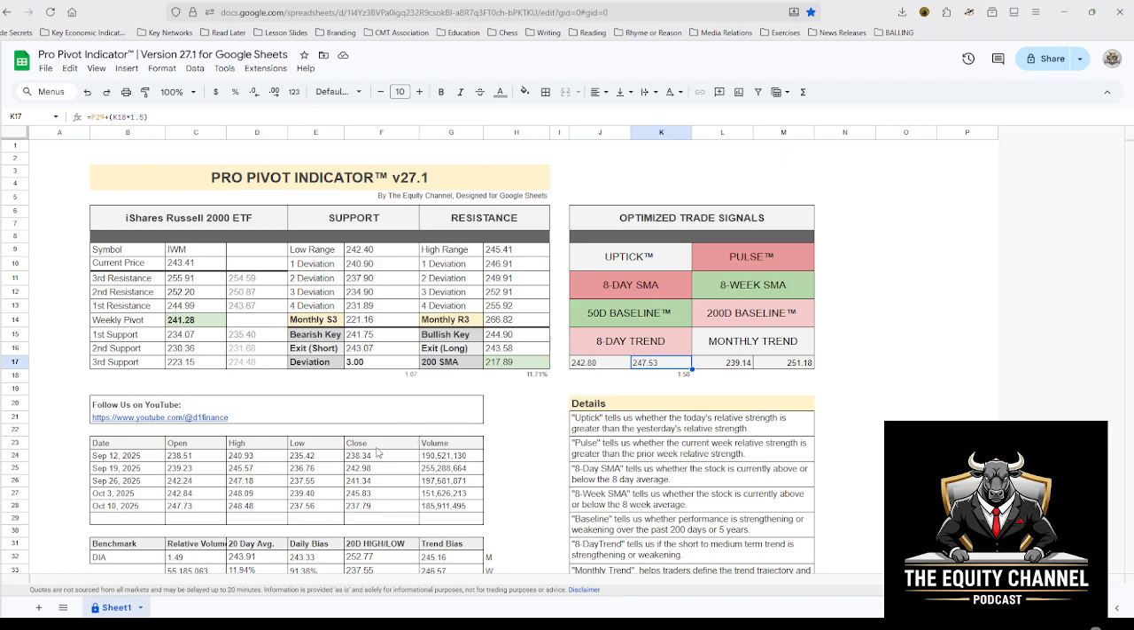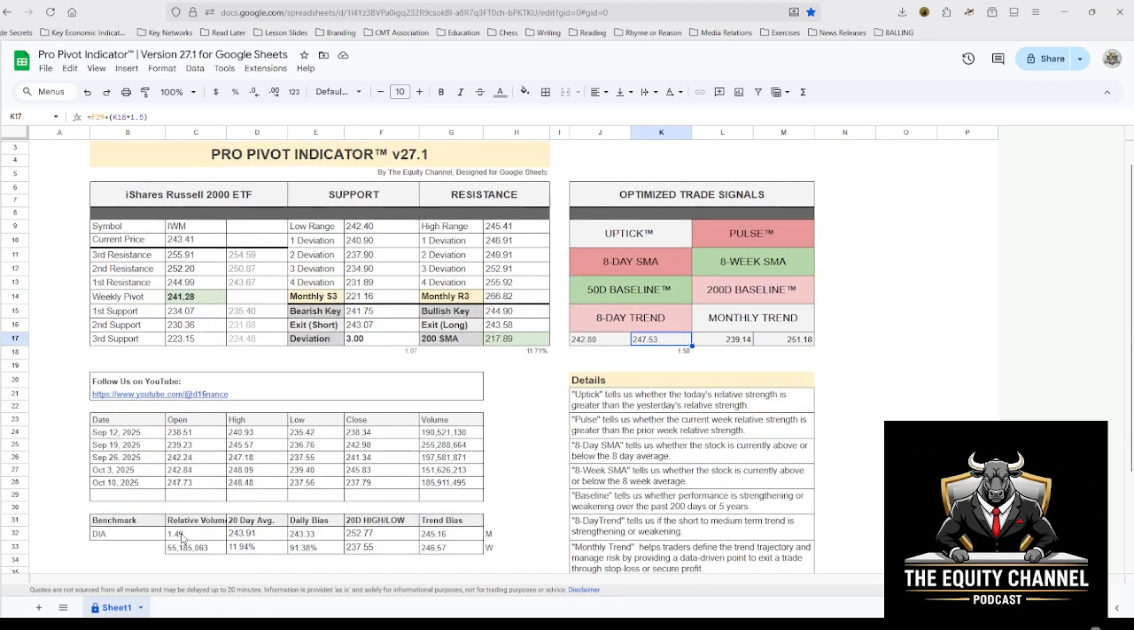All right. Now, your other confirmation here is going to be your relative volume. We have relative volume here. Now, when you're looking at indexes, your relative volume is at the top. But if I pull up a stock, let's point this out.